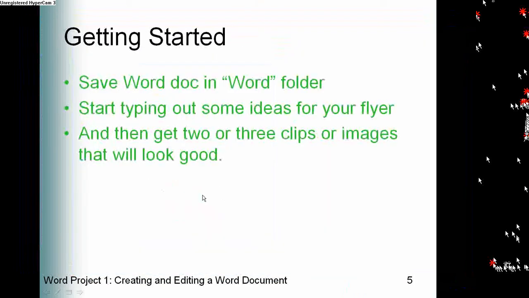Now what I want you guys to do is save a Word doc in a Word folder. Make a folder in your tech folder called Word, and open up a Word document. Save it in there as the creative flyer, and then start typing out some ideas for your flyer. Start doing a rough draft that answers all those questions and does all those things. We won't do all the formatting yet. Just get some words on the paper and then get some images. Stop and do that, and once you get that done, we're going to go on to the next part.